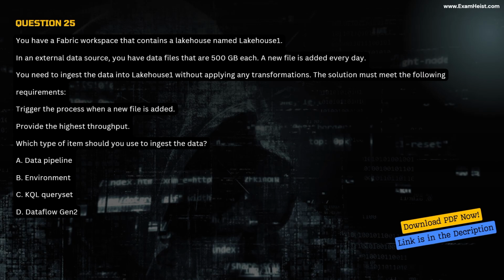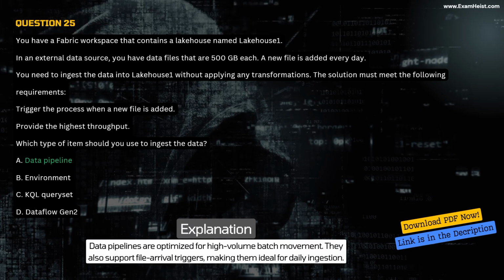A. Data pipeline. B. Environment. C. KQL query set. D. Dataflow Gen 2. Correct answer A. Data pipeline. Explanation. Data pipelines are optimized for high-volume batch movement. They also support file arrival triggers, making them ideal for daily ingestion.